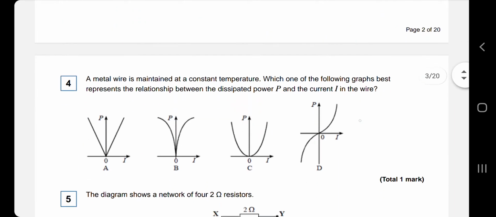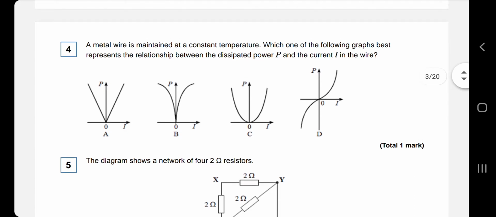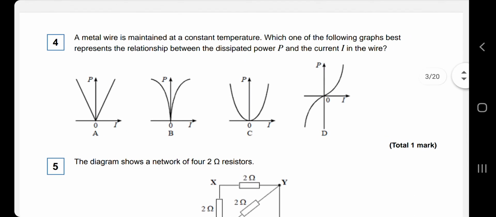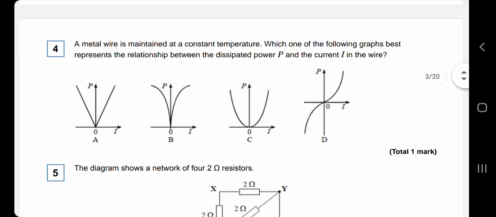And to remove that, let's go to the next one. Question 4. A metal wire is maintained at a constant temperature. Which one of the following graphs best represents the relationship between the dissipated power P and the current I in the wire?